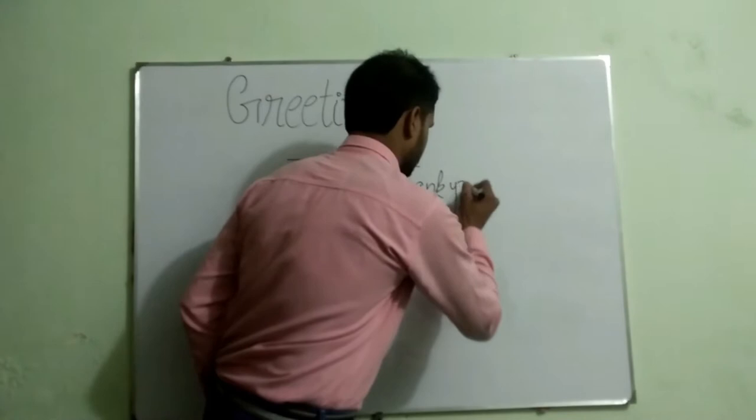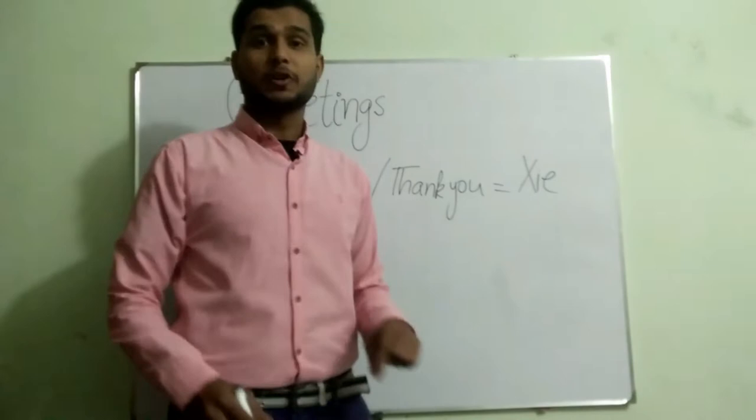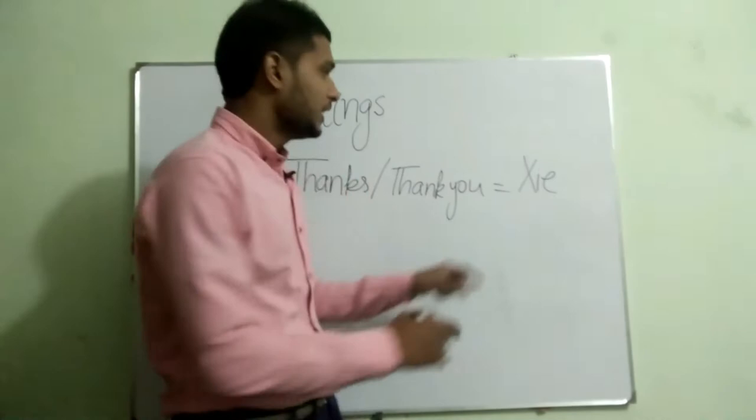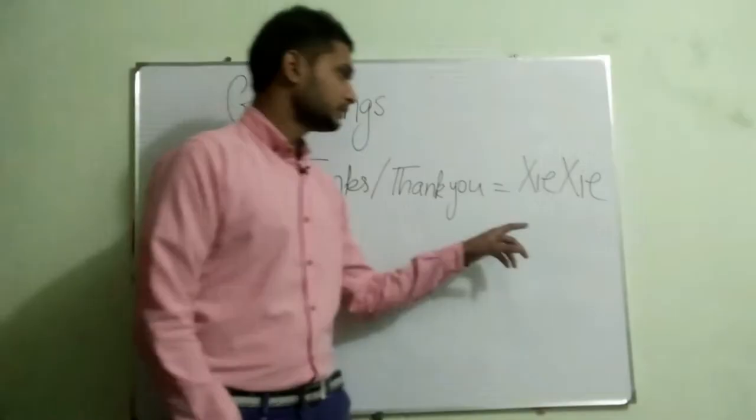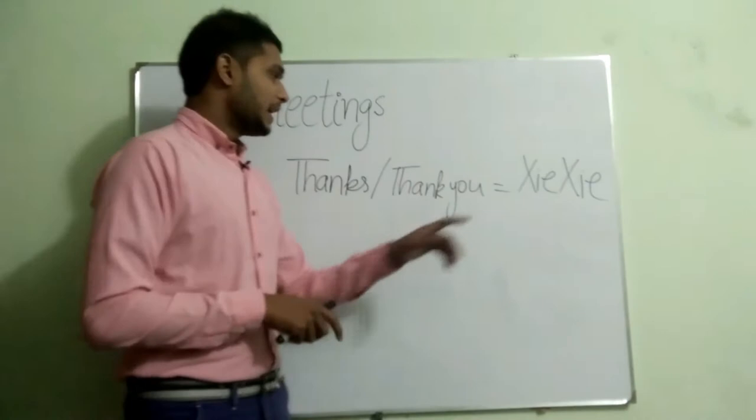For this, we have a Chinese word, xie, X-I-E. In Chinese, X is pronounced as sh. How to pronounce? Xie. If I write twice, it becomes xie xie. And it is also said like this, xie xie. Both are fine. And its meaning is thanks or thank you.